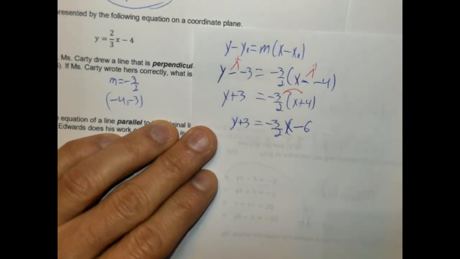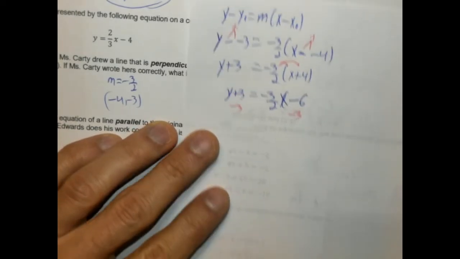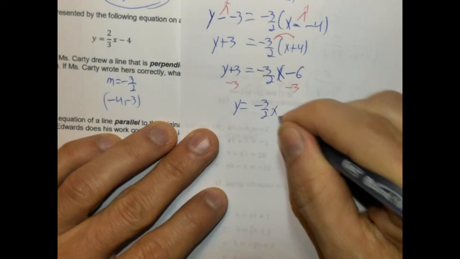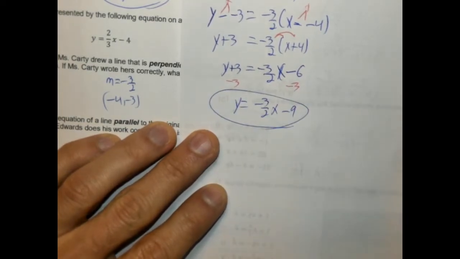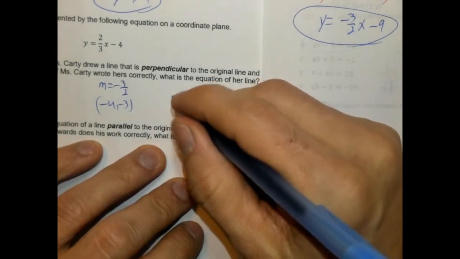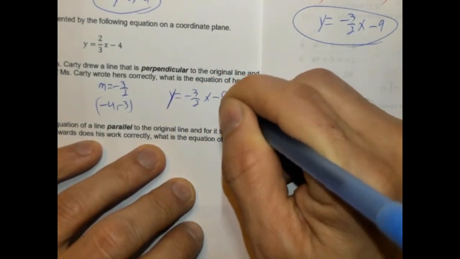Okay, and then we're going to subtract 3 from both sides. So y equals -3 over 2x minus 9. And that's it. That's the equation of Miss Cardy's line there. All right, well done, Miss Cardy. Y equals -3 over 2x minus 9.